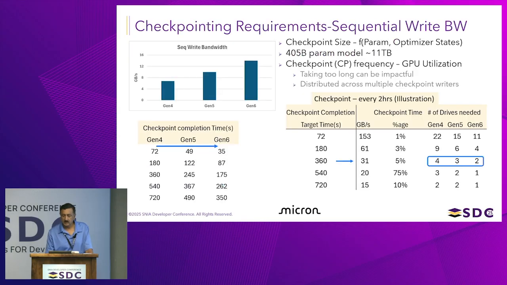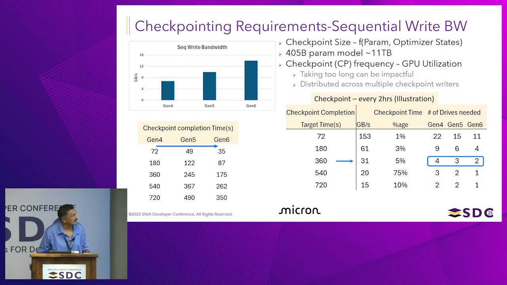Okay, so now talking about the drivers for near GPU storage, let's start with sequential write bandwidth. The top figure on the left-hand side essentially shows PCIe sequential write bandwidth across generations, and this is fairly standard across most SSD providers. You're looking at 6 to 7 gigabytes in Gen 4, going all the way to 11 to 14 gigabytes on Gen 6. And the use case here with respect to checkpointing, you typically are saving away parameters and optimizer states.